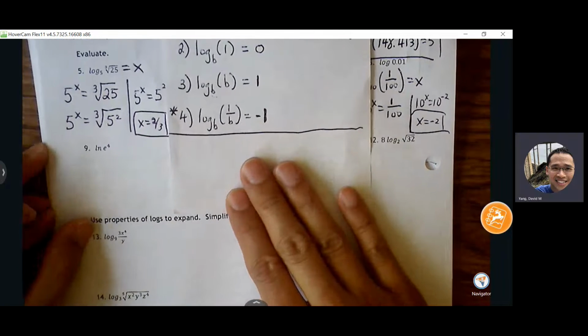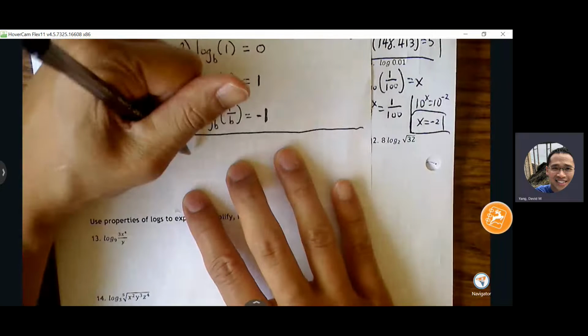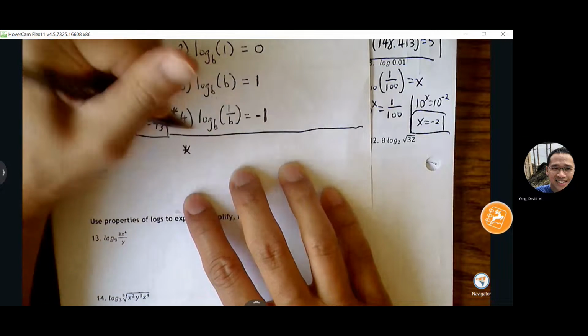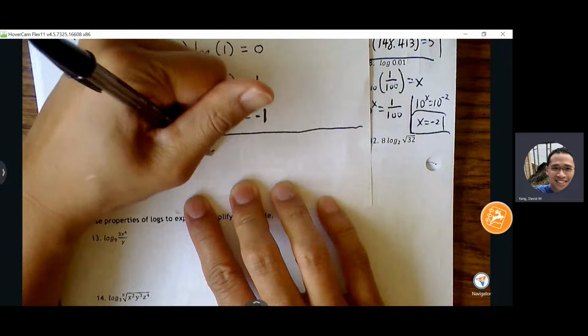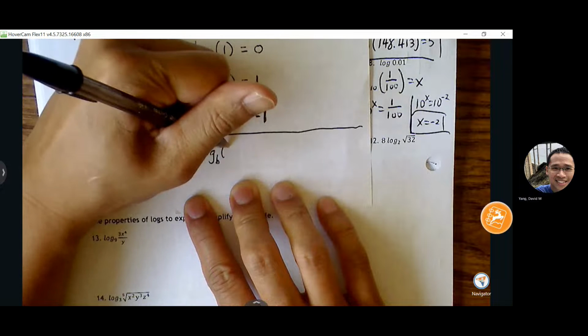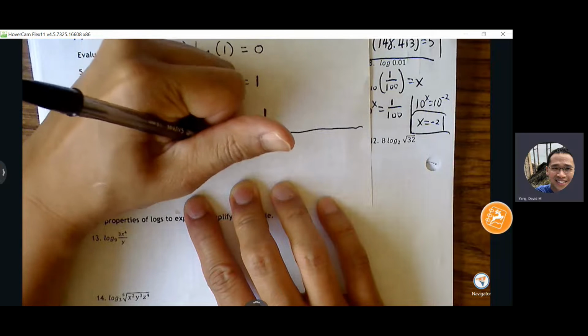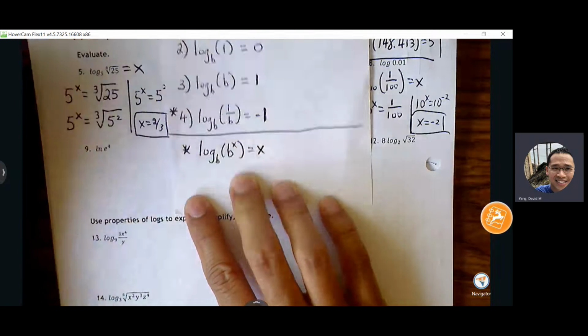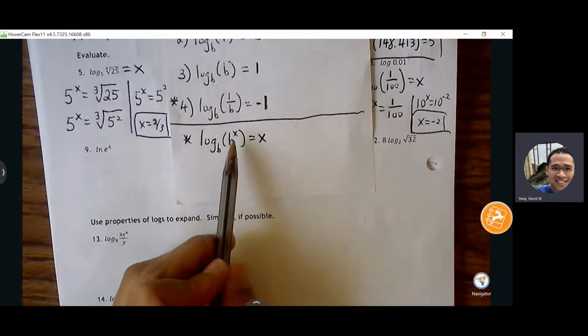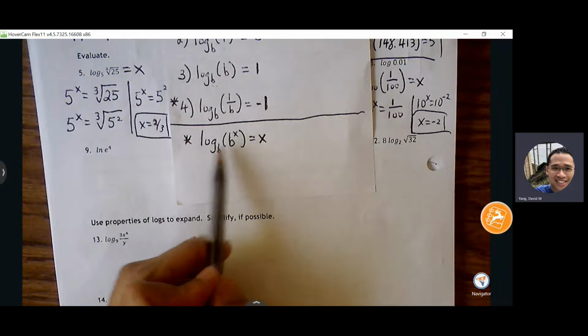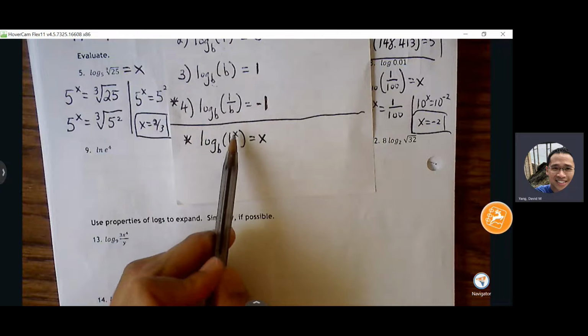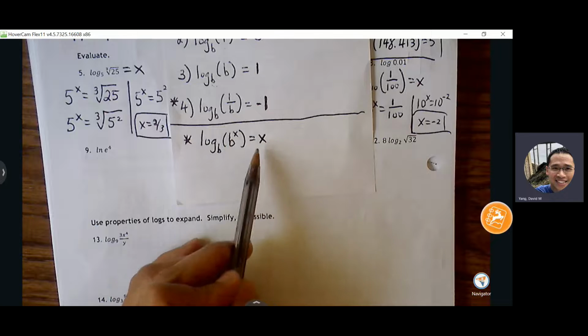Okay, I want to remind you a couple of properties here before we get to number 9. If I have log base b of b to the x, that's just going to be equal to x. The idea is that log base b and b take each other out, cancel each other out. It's just the exponent that's going to remain, and that's going to be x.